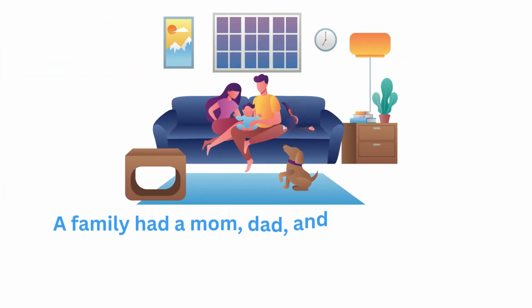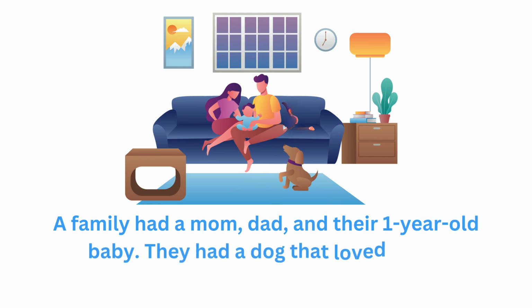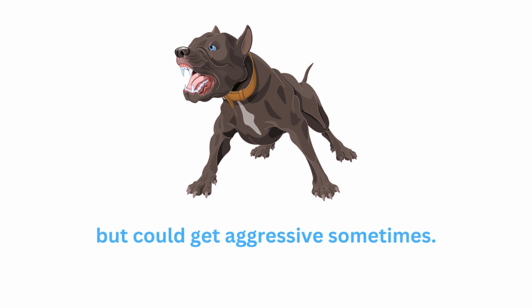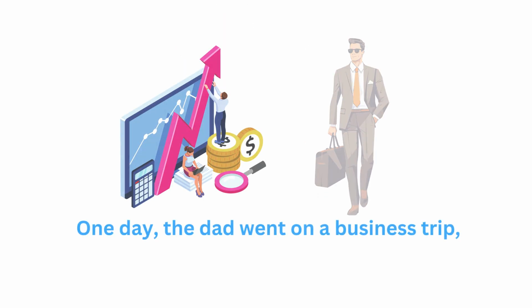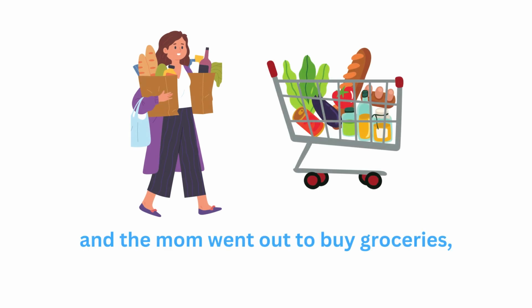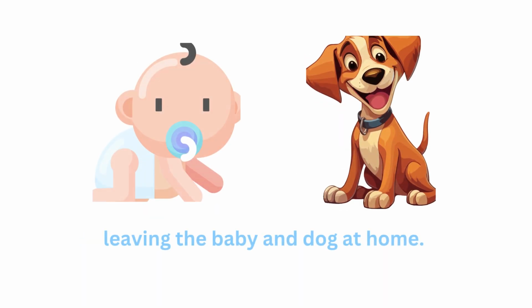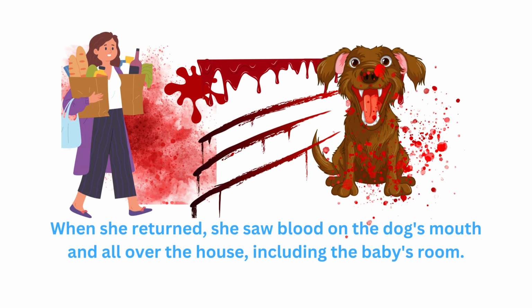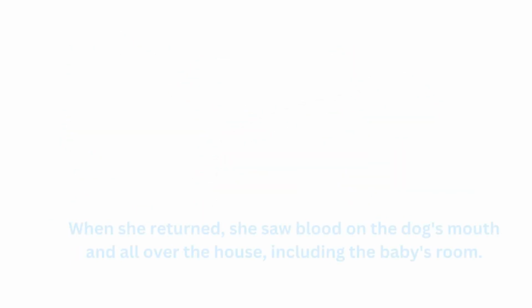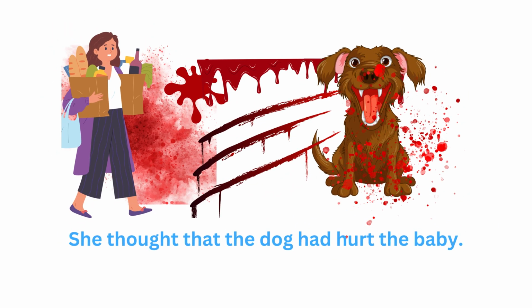A family had a mom, dad, and their 1-year-old baby. They had a dog that loved them but could get aggressive sometimes. One day, the dad went on a business trip and the mom went out to buy groceries, leaving the baby and dog at home. When she returned, she saw blood on the dog's mouth and all over the house, including the baby's room. She thought that the dog had hurt the baby.